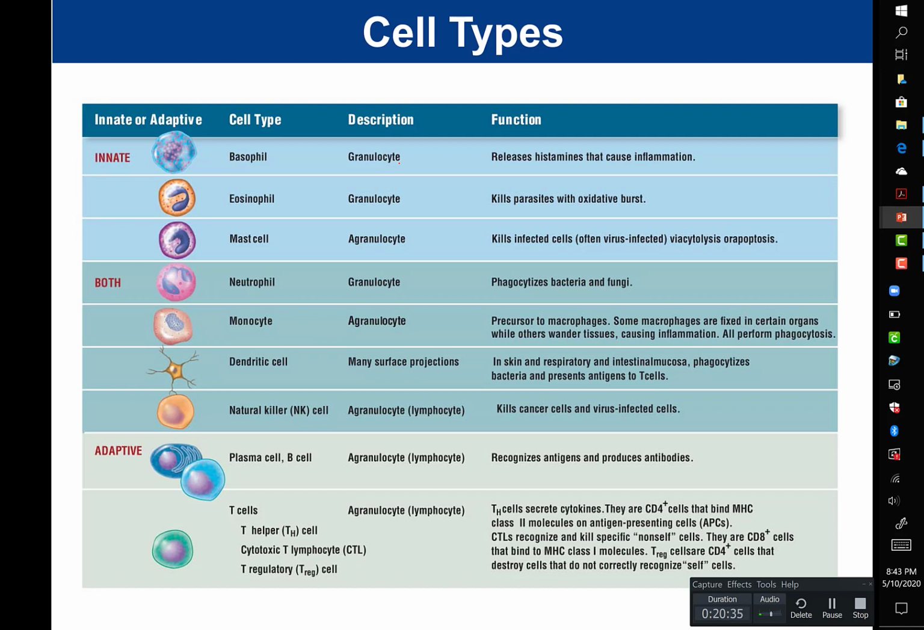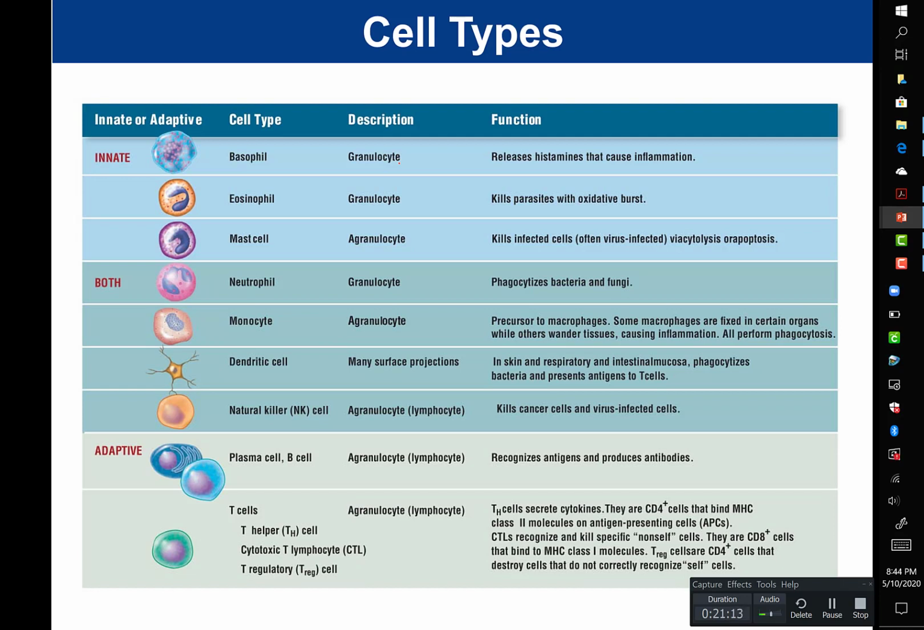Eosinophils, again, it's filled with granules. It's a granulocyte, and it kills parasites with oxidative bursts. And so eosinophils, for example, play a role often against helminth infections, worm infections. A mast cell is an agranulocyte, and it kills infected cells, often virally infected cells, via cytosis, and so it's going to kill non-specifically.